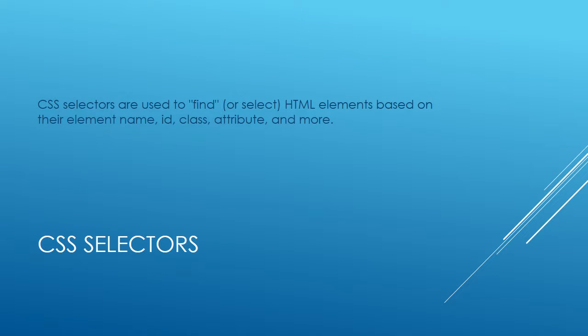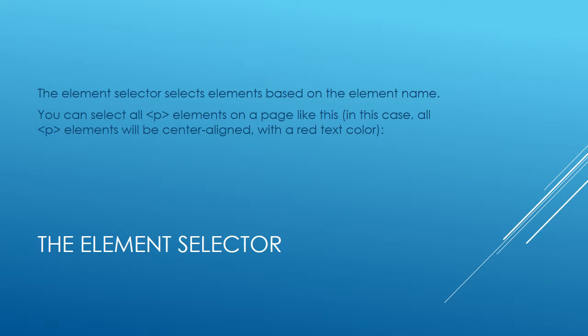CSS selectors are used to find, or select, HTML elements based on their element name, ID, class, attribute, and more. The element selector selects elements based on the element name. You can select all P elements on a page like this. In this case, all P elements will be center-aligned, with a red text color.